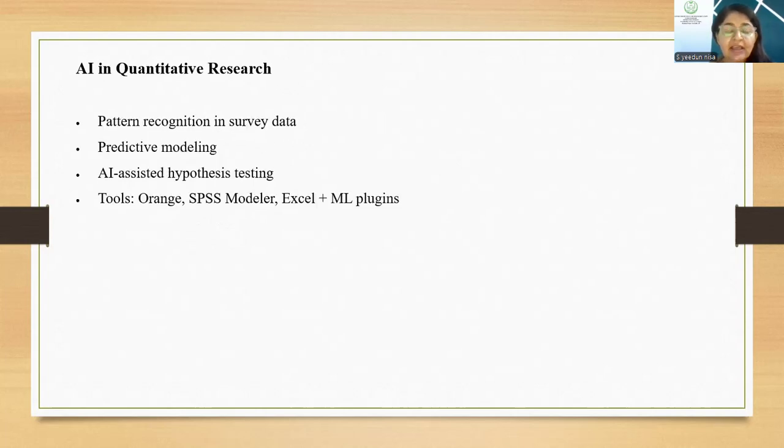Now, next is AI tools in quantitative research. Mainly in quantitative research, we try to understand the patterns in survey data, or we do predictive modeling. And now with the help of AI, we can have AI-assisted hypothesis testing. There are many tools like Orange, SPSS Modeler, and Excel plus machine learning plugins.